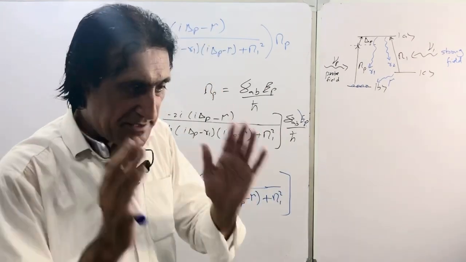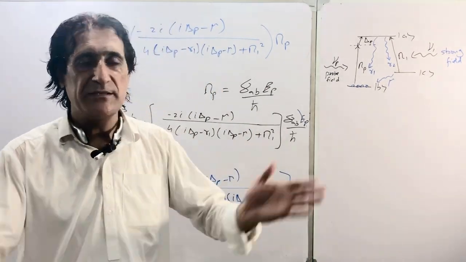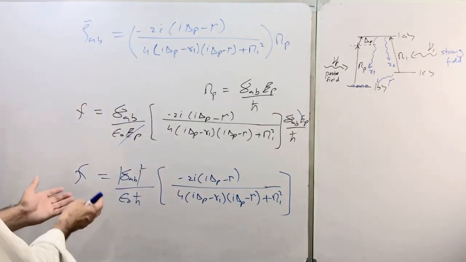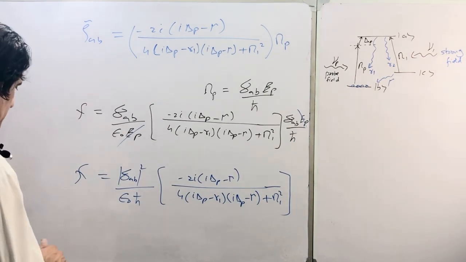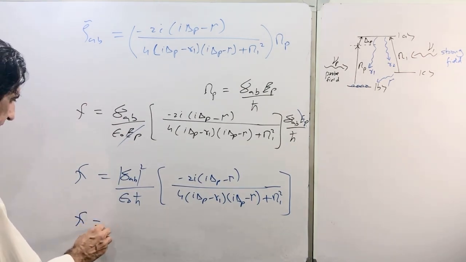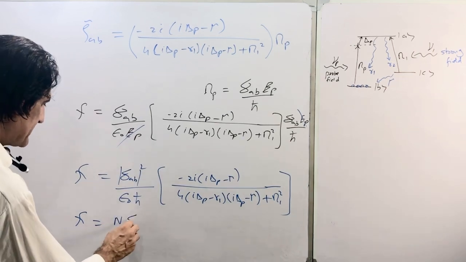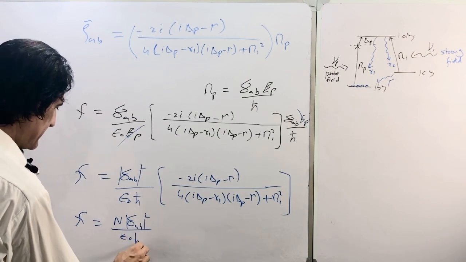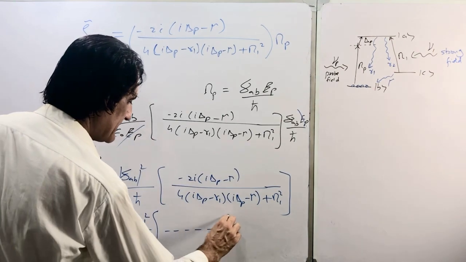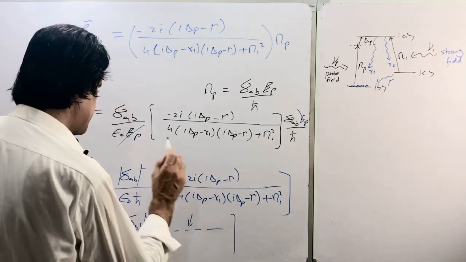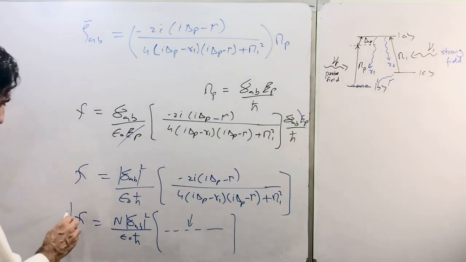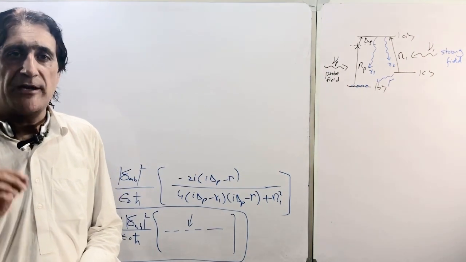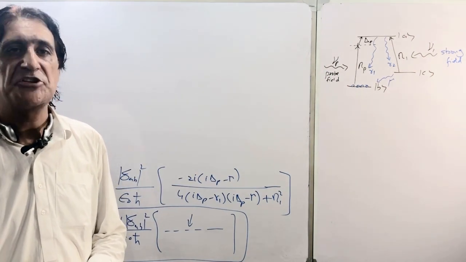Now in our atomic medium, we have a million atoms, so we have to apply it for a number of atoms. So for many atoms, we have N number of atoms, PAB absolute square divided by epsilon naught h cut, and this thing. So this is the optical susceptibility. The optical susceptibility is the response of the medium.